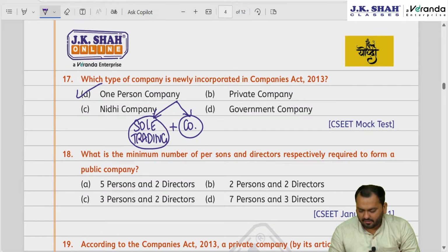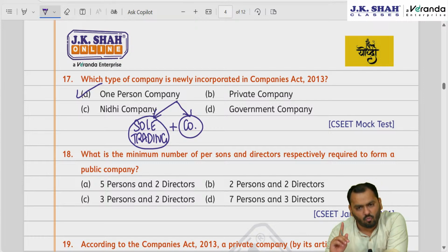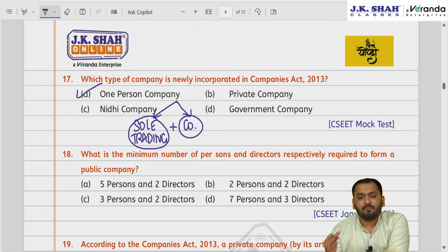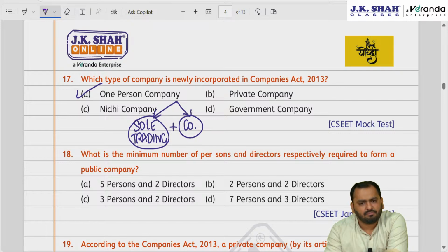Okay, I need to discuss one more thing, friends. As I told you, in a one person company, tell me how many members are there? The minimum number of members in a one person company is 1. The maximum number of members in a one person company is again 1. Because if it has more than 1 member, then how is it a one person company, right? So only 1 member will be there in a one person company.